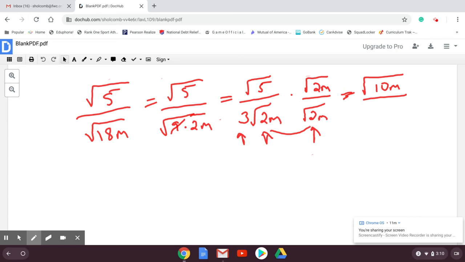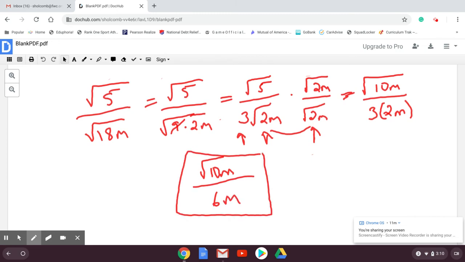But let's multiply these 2 first. What's the square root of 2m times the square root of 2m? It's a regular 2m. It's the whole reason we're doing this. And we still have that 3 on the bottom too. Okay? So we end up with the square root of 10m over a regular 6m. And that is a fully simplified problem because there's no more perfect squares in the square root of 10 or of 6. This 6 on the bottom is regular. It's fully simplified.